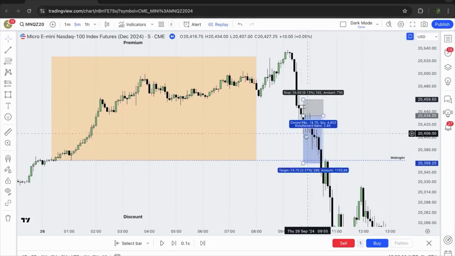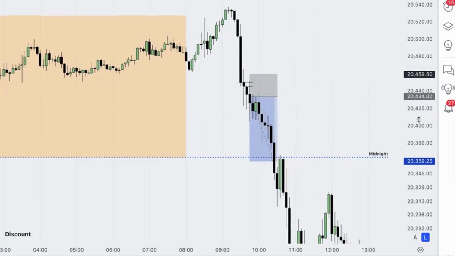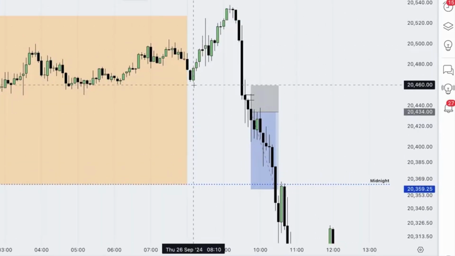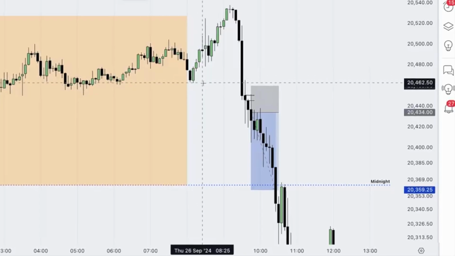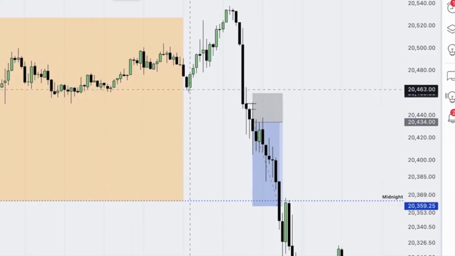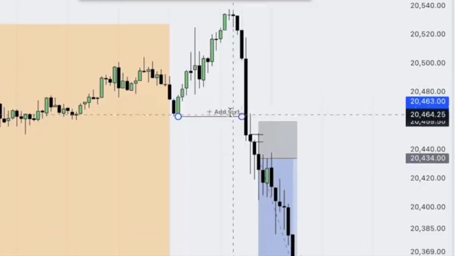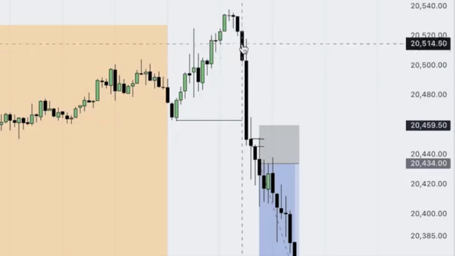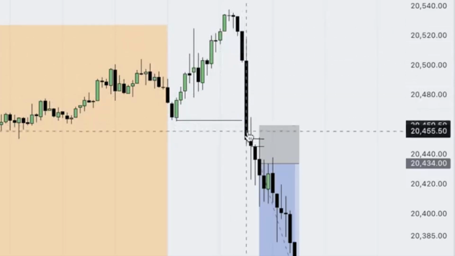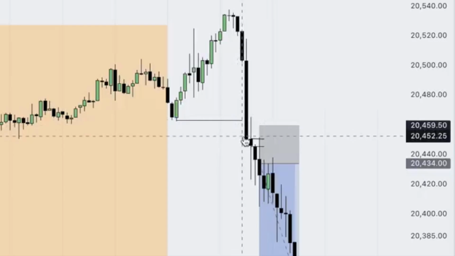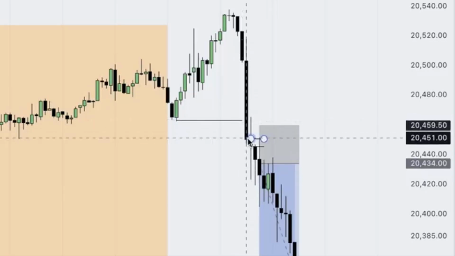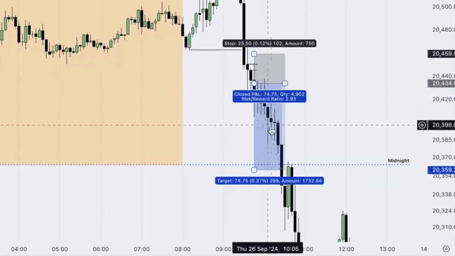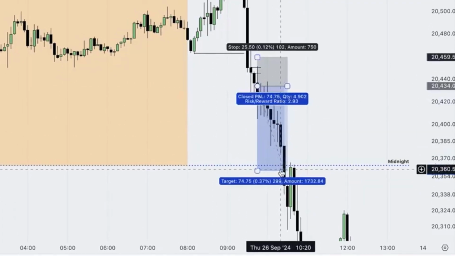Now, the reason I got short in here will become a little more apparent when I zoom into the 1 minute. But first off, I did need to have a confirmation that we were breaking down. And for me, that was a very simple break of structure right here. So this is the last higher low that made a higher high, right? So when I saw us get aggressively sold back down with displacement closing below this low, I knew I had my confirmation to begin looking for shorts to ride this price action down to fulfill the midnight stat.